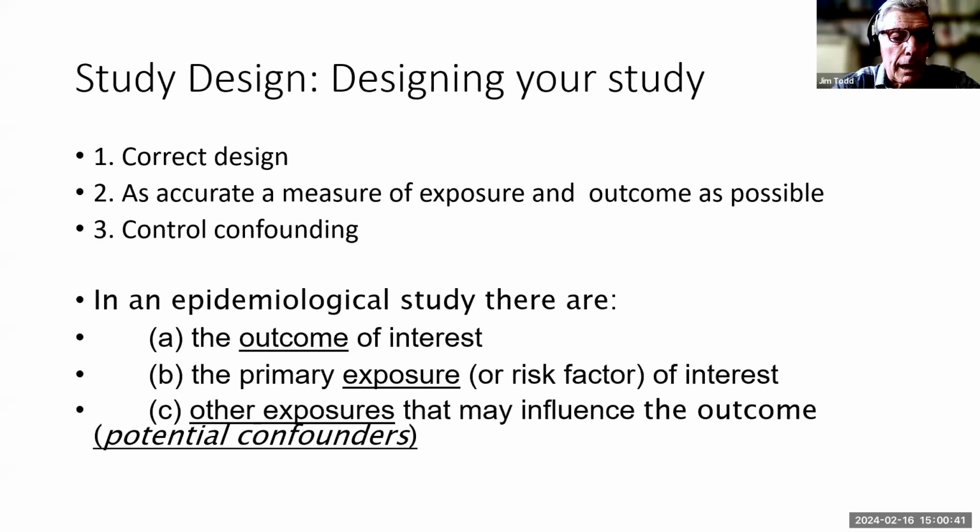So in an epidemiological study, there is an outcome of interest, which, if it's mental health, might be depression or anxiety or trauma or psychosis. But there are also going to be exposures that might be of interest, risk factors, which might be causes for a particular outcome, or risk factors that predispose someone to that. So we need to measure all of those as accurately as possible in order to do our epidemiological study.